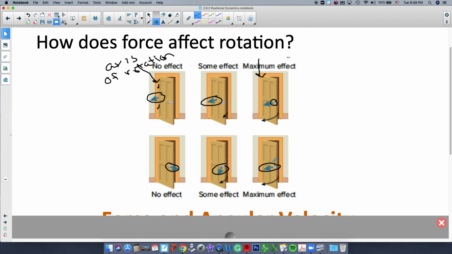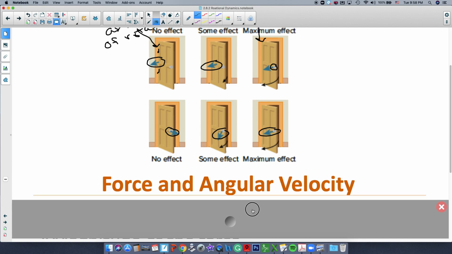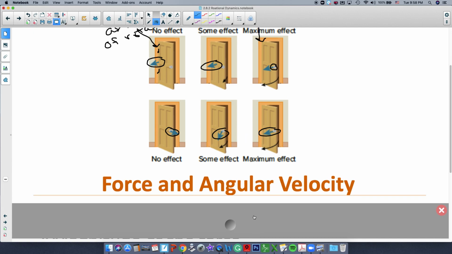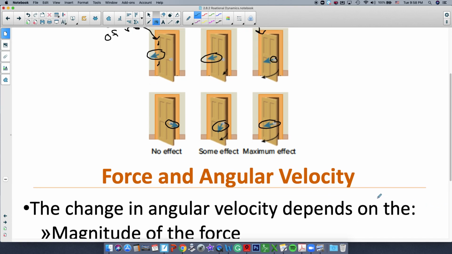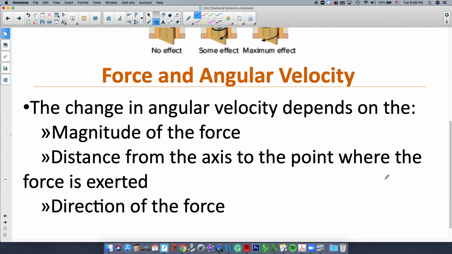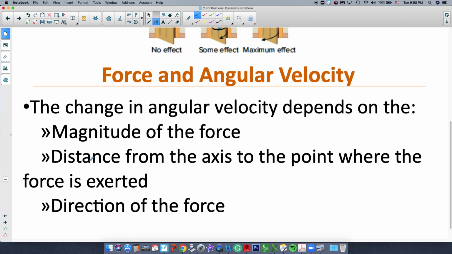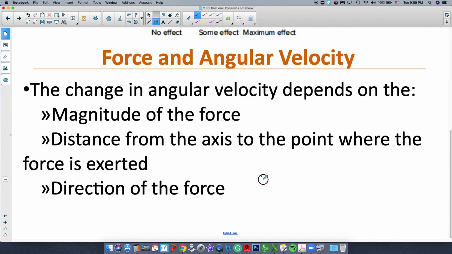Okay, so it seems kind of silly that I'm talking about this stuff, but that introduces what is called torque. Torque can generate an angular velocity and an angular acceleration. So essentially torque is just an angular force. We're applying a torque, or an angular force, to something. So here are some things to look at. The change in angular velocity depends on the magnitude of the force, the distance from the axis to the point where the force is exerted, and the direction of the force. These things are all talking about what is called torque.